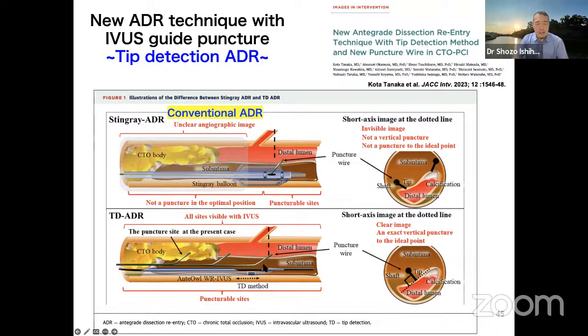But with IVUS guidance, we can puncture even from the CTO body or just distal of the CTO exit, the distal cap. So we can choose the puncture point, and we can puncture with an exact vertical puncture. So an easy puncture angle we can get with IVUS guidance. We detect the tip and wire shaft direction, so it is a very easy way. I can't talk anymore because of time limitation, but this is the hot topic in Japan.